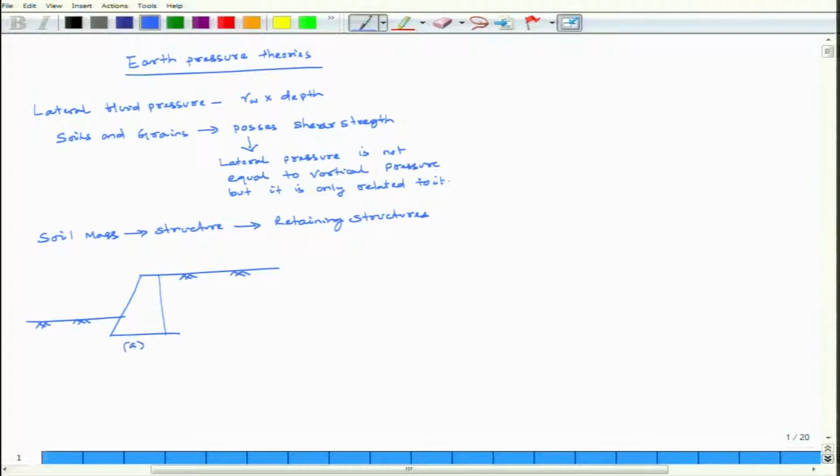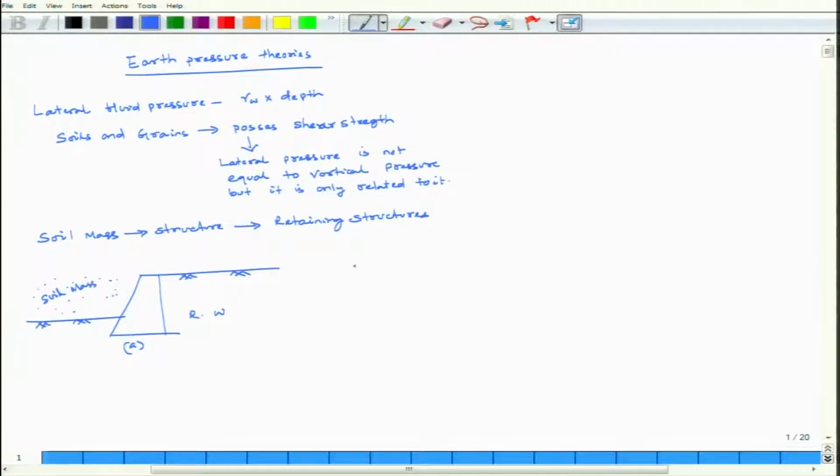So this is your retaining wall. What happens in a retaining wall? On one side it retains the soil mass. Here the ground has been elevated from this surface to this elevation, so that maybe a road can be elevated from here to here. That is the first one, your retaining wall.